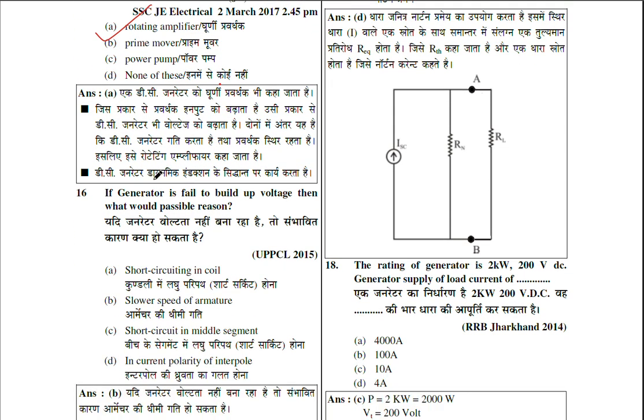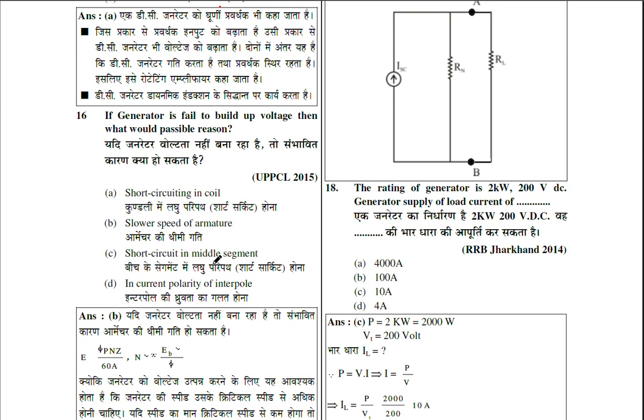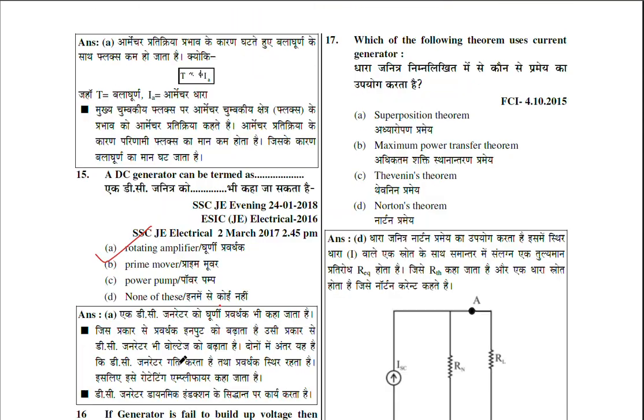Next, question number 16: if a generator fails to build up voltage, what would be the possible reason? The options are clearly shown. Option B is the correct answer, because we have to know the relation that N is directly proportional to Eb by phi.